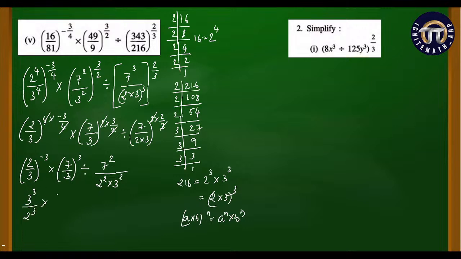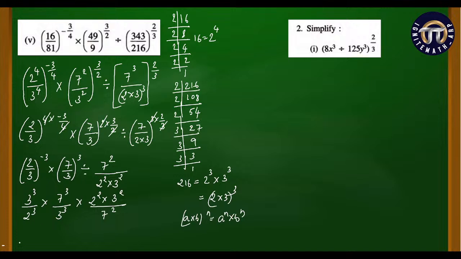So into 7 to the power of 3 by 3 to the power of 3. The division sign, I'll make it a multiplication sign. After that, I'll take the denominator to the numerator. So 2 to the power of 2 into 3 to the power of 2 by 7 to the power of 2. Clear, children? Okay, so now where are the like bases?